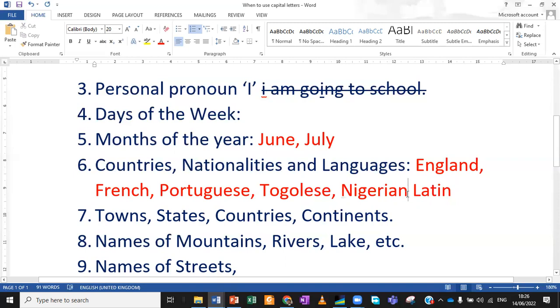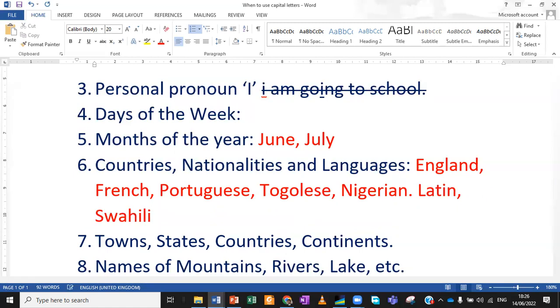So if you're referring to languages, Latin, which other language? Swahili. From East Africa. You see it changes, right? I don't know about Zulu, if Zulu is a language. Let me see. You see, capital letter Z, right? So please note this: countries, nationalities, and languages. You know what? This particular material, I'll send it to you.